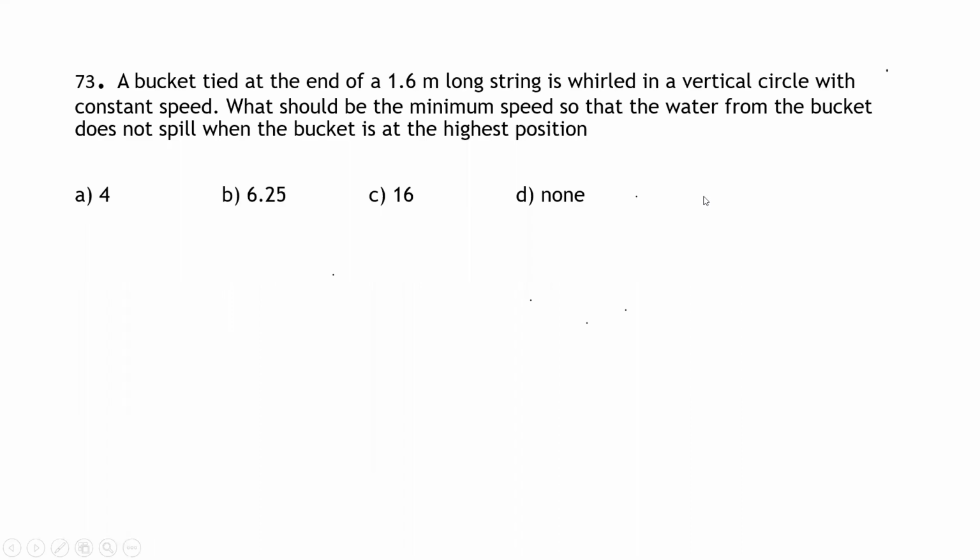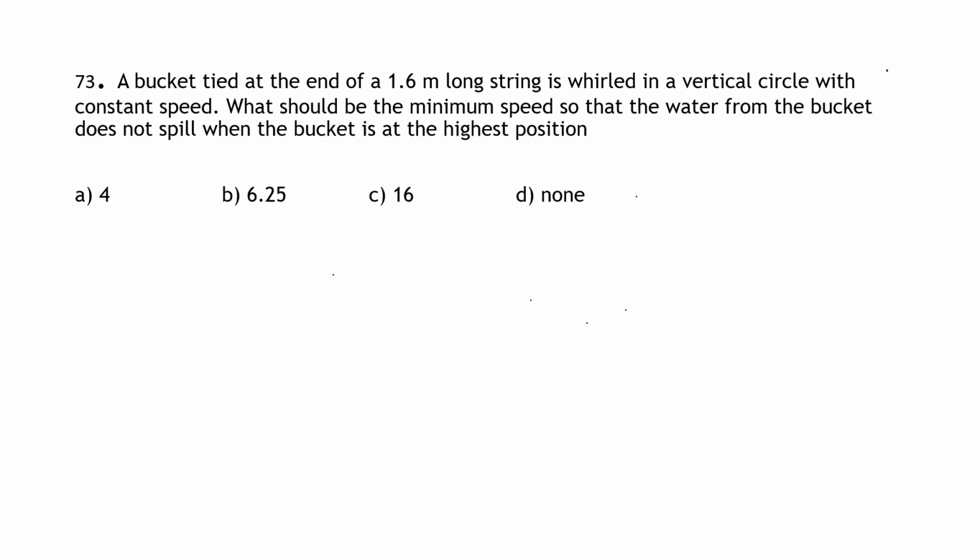A bucket tied at the end of a 1.6 meter long string is reeled in a vertical circle with constant speed. Okay, the length is given. What should be the minimum speed so that the water from the bucket does not spill when the bucket is at the highest position? So we need to calculate the speed at the highest position so that the water is not coming out of it.